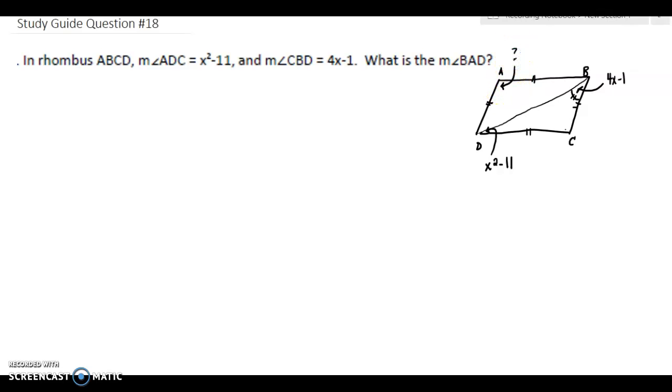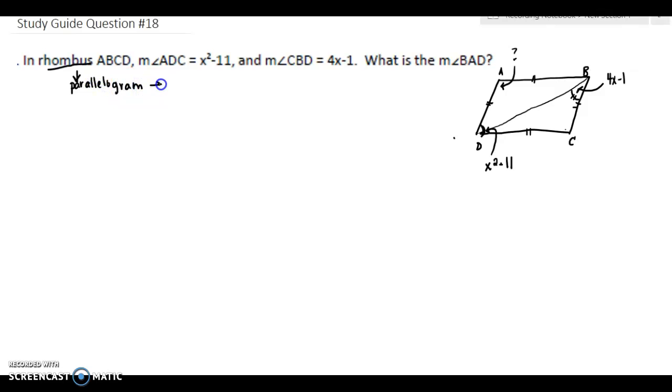We don't know. So in this one, you have to know your properties, but two, there's some algebra here that you may or may not have forgotten. Let's remember that this whole angle is x squared minus 11. This half of the entire corner is 4x minus 1. We know this is a rhombus, and so we know a rhombus is a parallelogram.